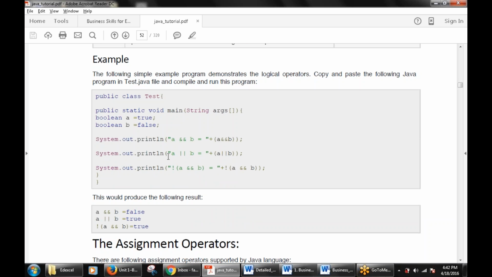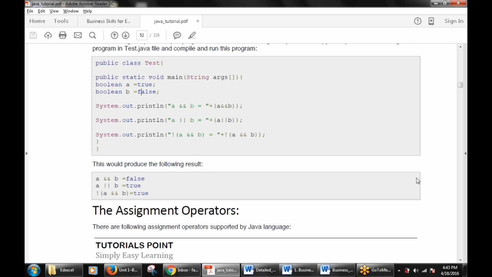Then System.out.println A or B. That is A or B. If either one of the inputs is true, then the output is true. Then System.out.println not of A and B. That means the opposite of the A and B. So what is the value of A and B? That is false, so the opposite is true. One is false and two true.